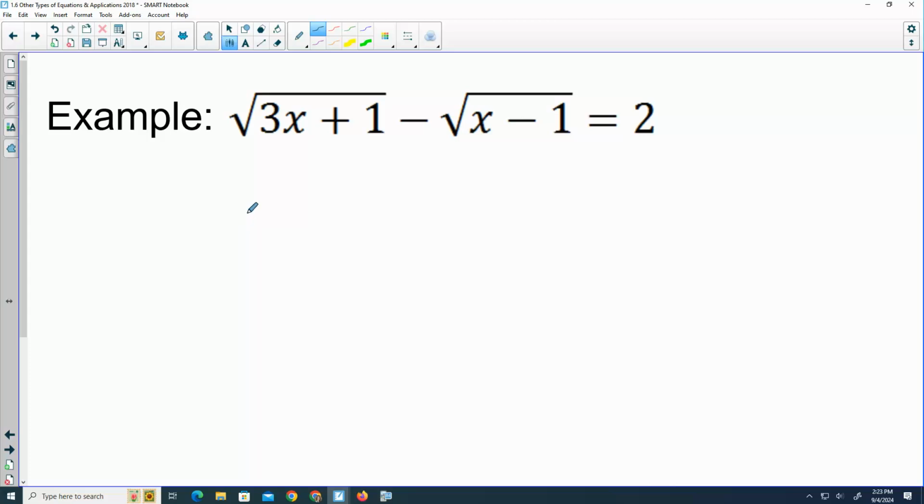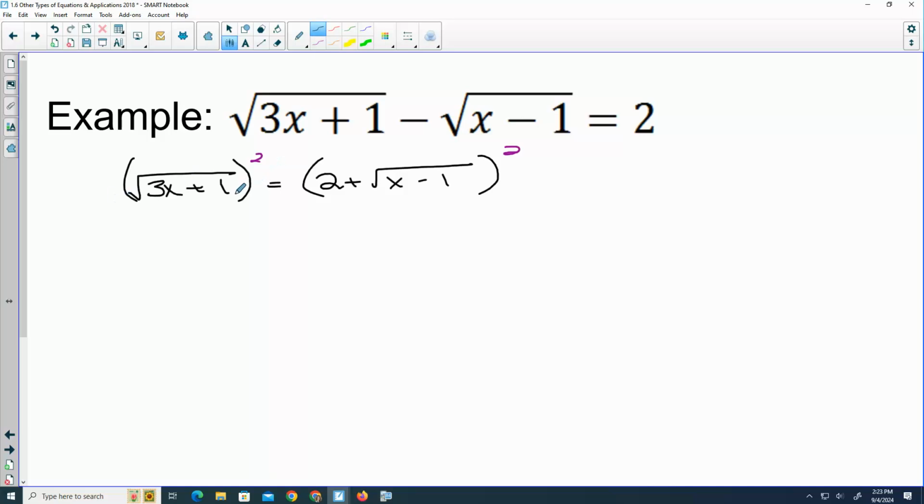Where do we begin? Isolate one. So I'm probably just going to add over the second one. So that's 2 plus the square root of x minus 1. Next step, square. We're squaring each side of the equal sign.